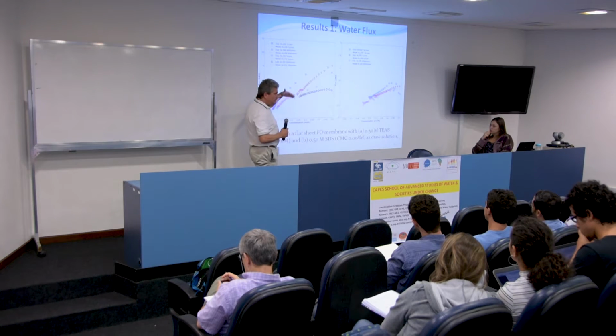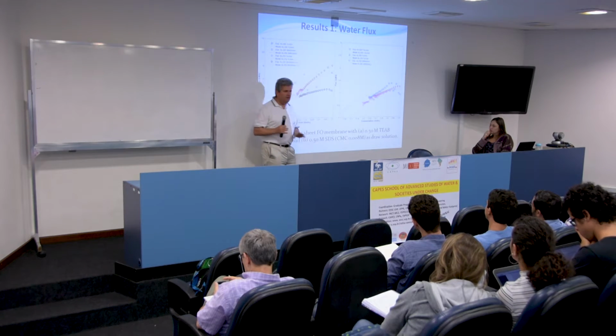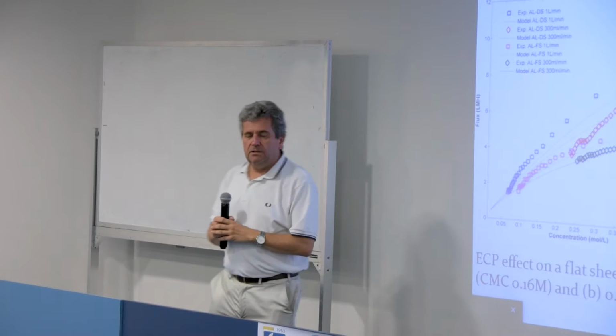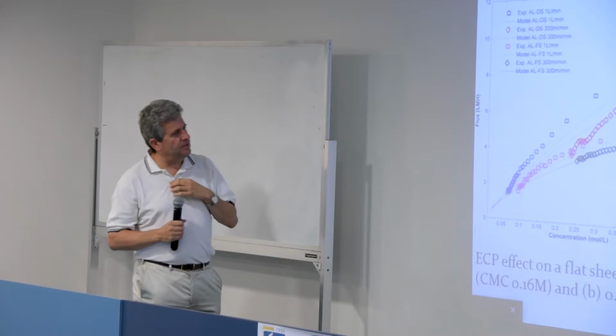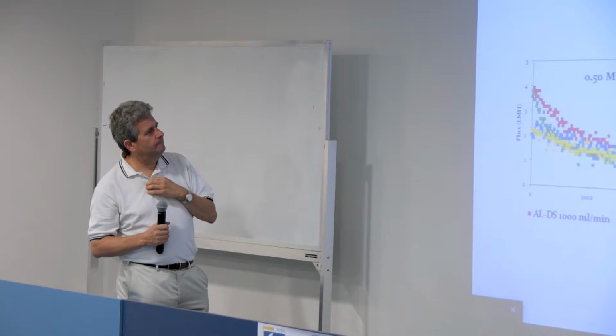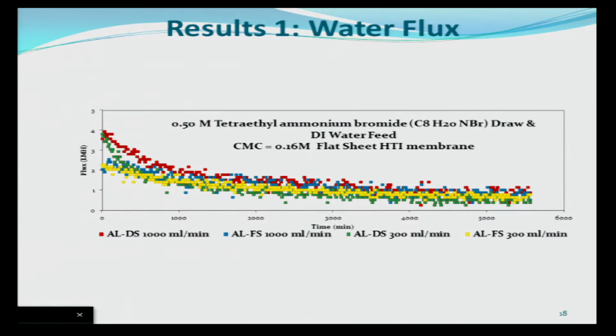But we don't get the constant flux we expected from the earlier diagram because of the concentration polarization. So that's affecting the osmotic pressure. And here's another diagram of water flux over time. There's a lot of data here, but basically what you see is that the flux is declining.